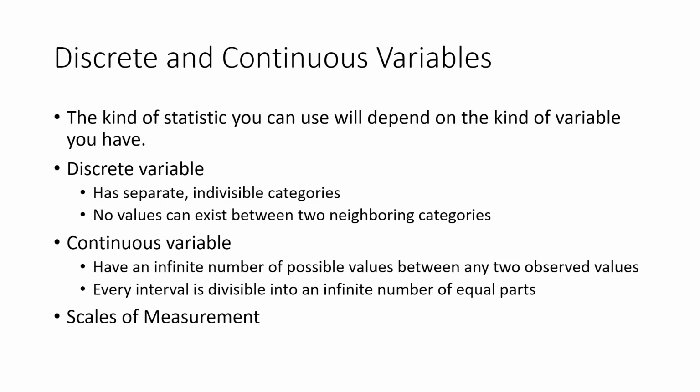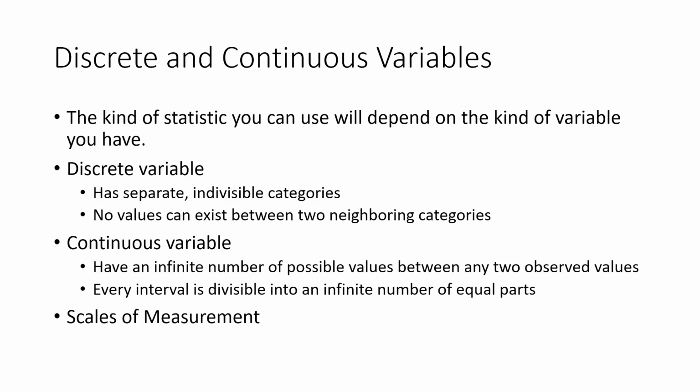A continuous variable has an infinite number of possible values between any two observed values. In other words, if you have a 1 and a 2, you can split the difference into any number of infinitely small sections or fractions between the two. Somebody could score 1.1276347 into an infinite number of decimal spaces. Every interval is divisible, like I said, into an infinite number of equal parts.